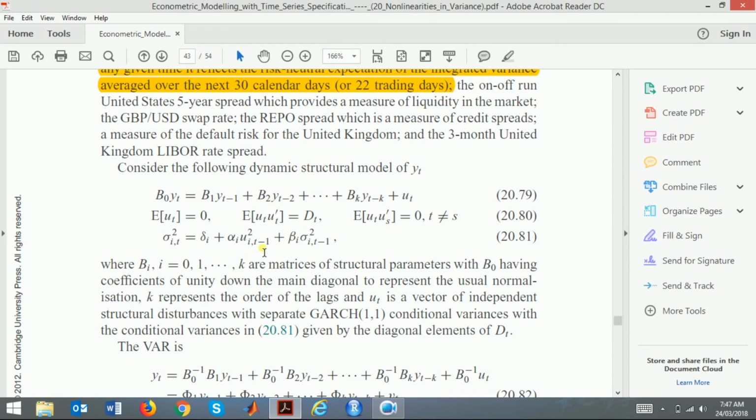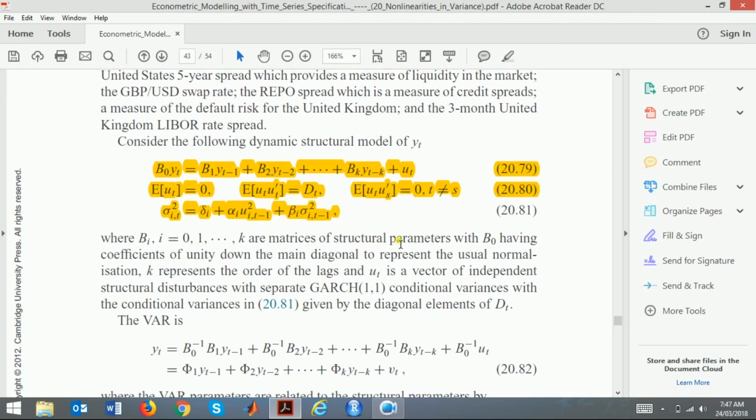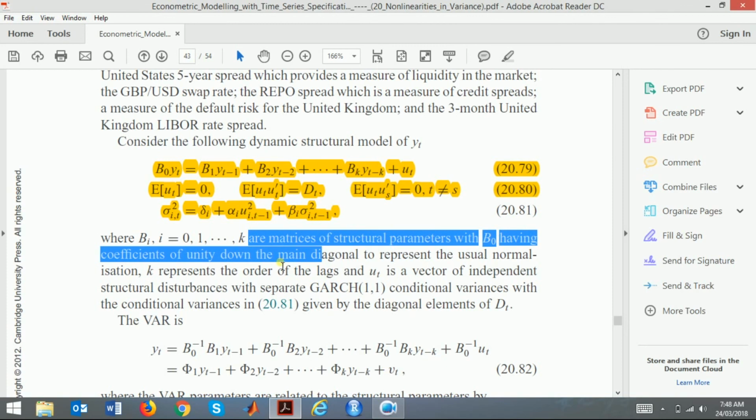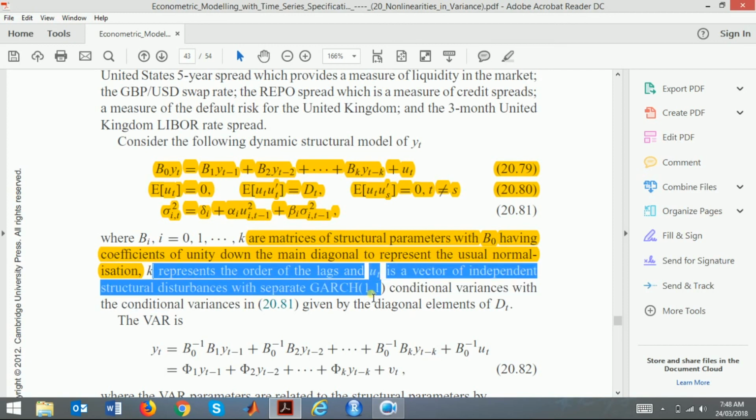Consider the following dynamic structural model of YT. This is the GARCH model, the structural model, with structural parameters, beta naught having coefficients of unity. Beta i are matrices of structural parameters, with beta naught having ones on the main diagonal to represent the usual normalization. K represents the order of the lags and U is a vector of independent structural disturbances.